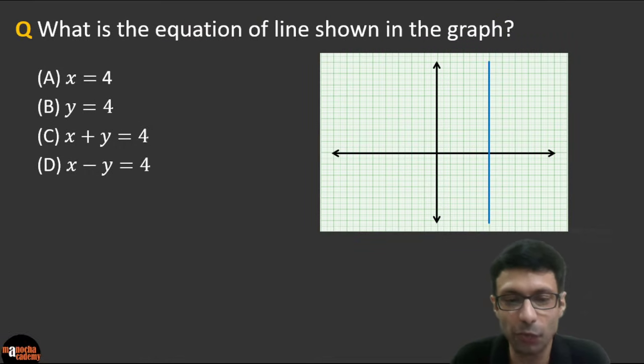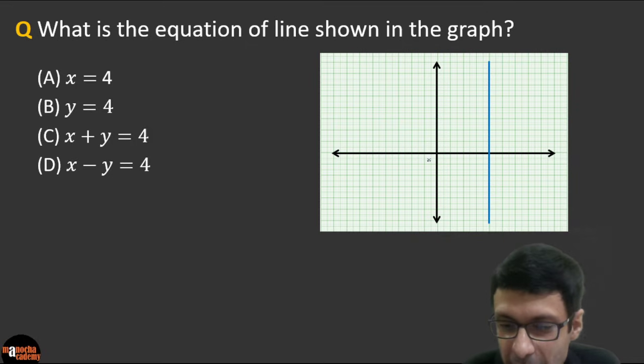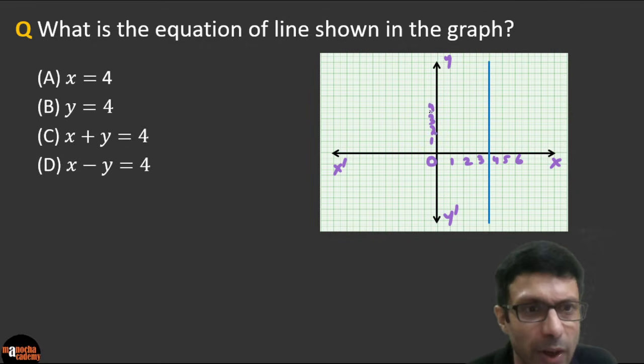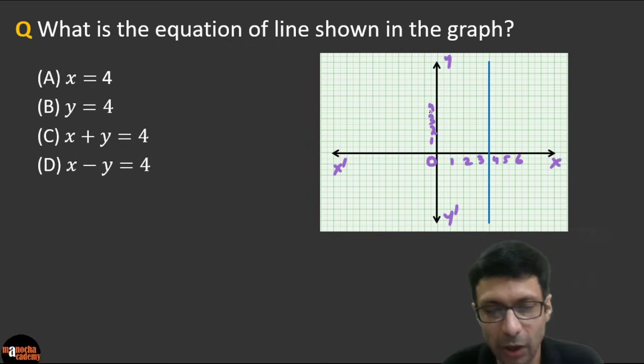So now I have a question for you. What do you think is the equation of the line shown in this graph? So here again we have this is our origin, x-axis, x dash, y dash, right? And let's mark these values 1, 2, 3, 4, 5, 6, so that it's easy for you to see. Similarly here you have 1, 2, 3. You guys got it? Okay, so can you tell me guys, what is the option here?